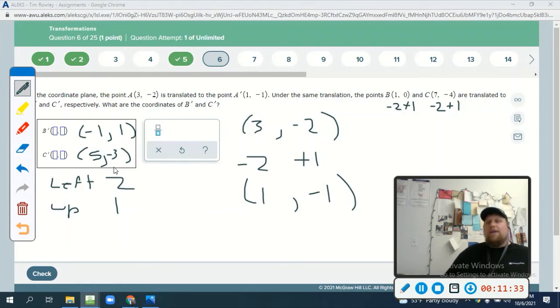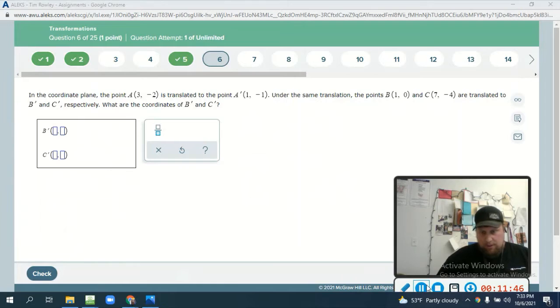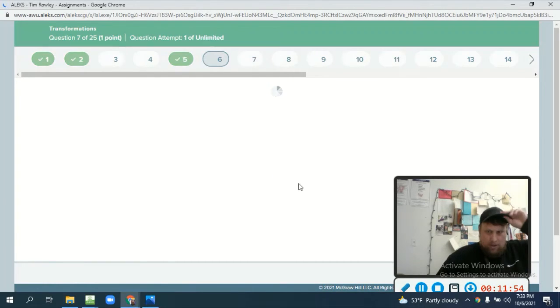All right, this is how we work these out. We've got to find out what our translations are. It's just a simple move. Now we are going to move on to one of my favorites, reflections. So let's go to problem number 7. In number 7, we're going to start talking about reflections.